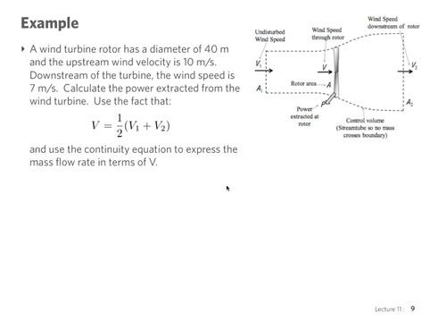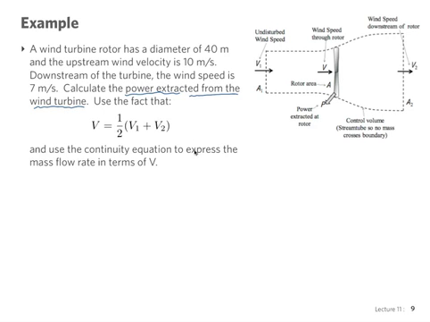So we consider a wind turbine, like shown in the sketch here, and the turbine rotor has a diameter of 40 meters. The upstream wind velocity is 10 meters per second, the wind coming into a wind farm, say. And downstream of the turbine, the wind speed is 7 meters per second. And we're asked to calculate the power extracted from the wind turbine.